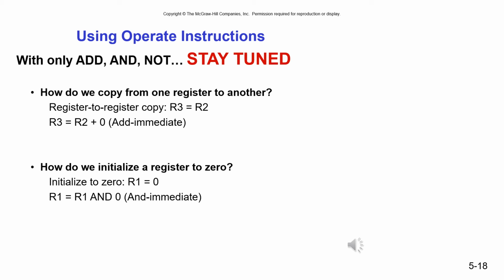How do we initialize a register to 0? We just covered that in the previous couple examples. We simply AND it using the immediate mode of AND with 0. So if we want to zero R1, or assign 0 to R1, source register 1 is R1, and operand number 2 is an immediate 0, an immediate 5-bit 2's complement sign extended value. That's a mouthful. And we AND them and store it back into R1.